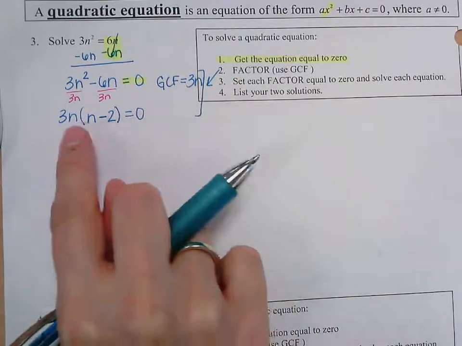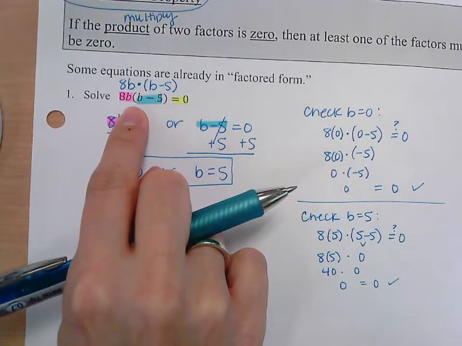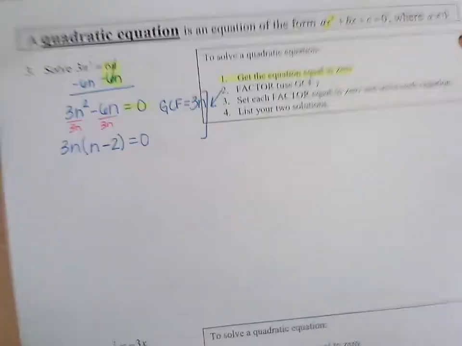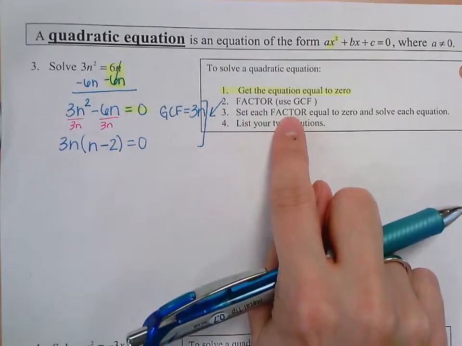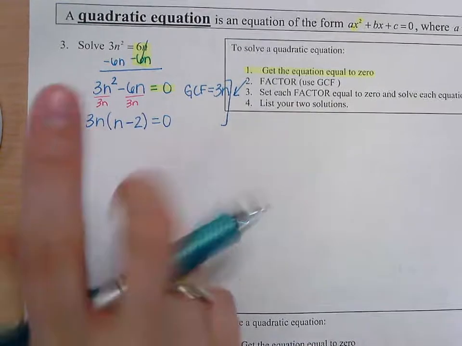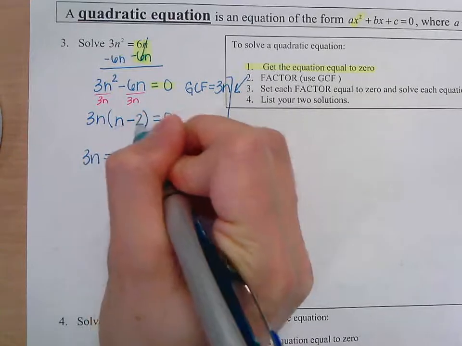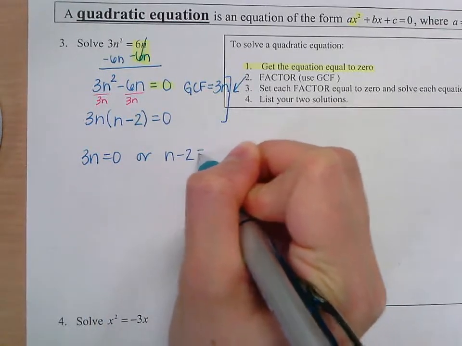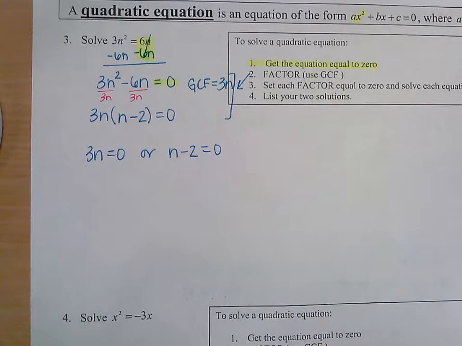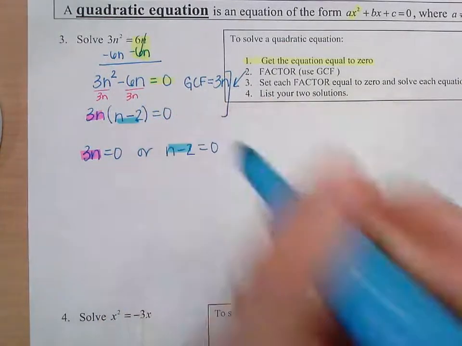After step 2, once you factor it, now this looks exactly like number 1 did on the front, because now it's in factored form. So now step 3 is to set each factor equal to 0 and solve the equation. So one of my factors is 3n, so I'd have 3n equals 0, or my other factor is n minus 2 equals 0. And then you solve both of those for n in this case.